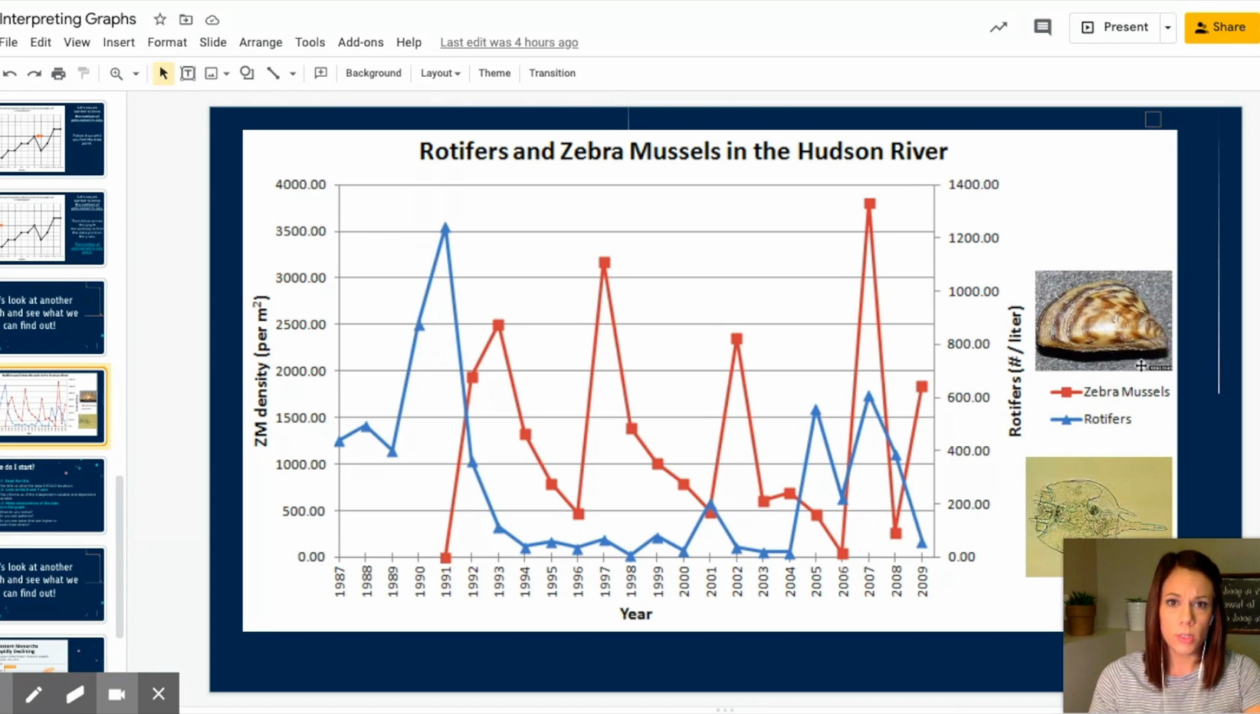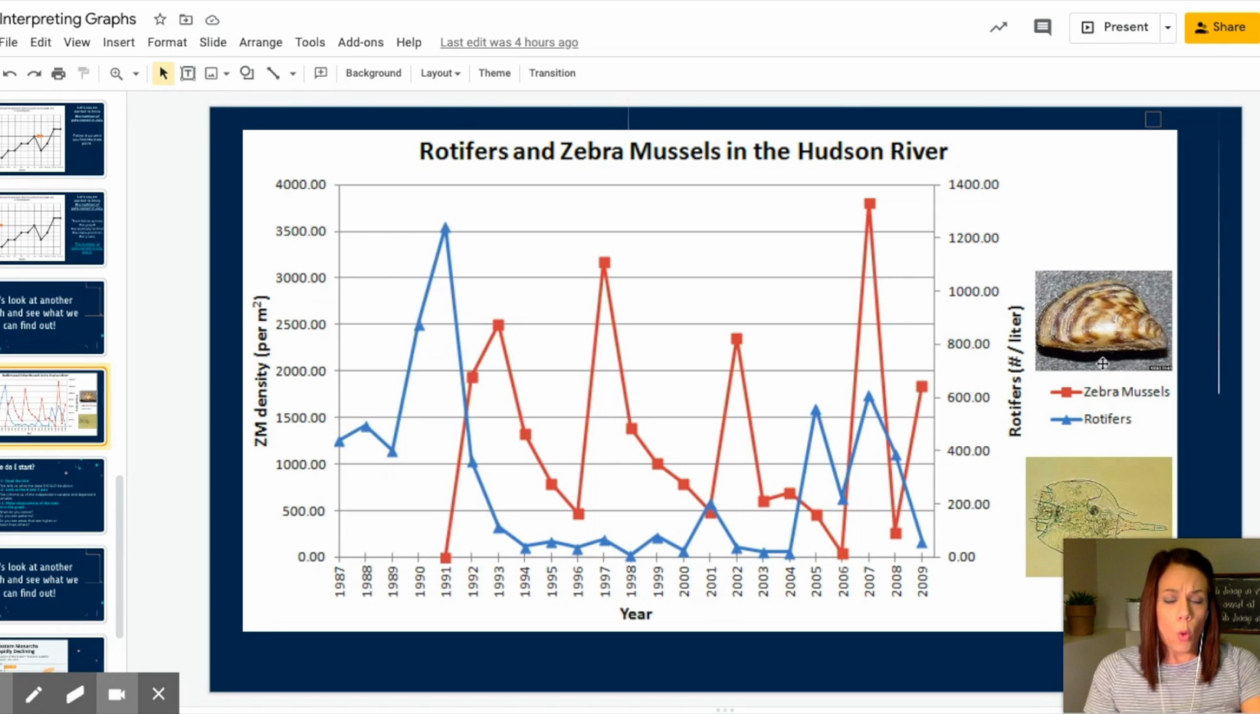And then zebra mussels. If you're like, what the heck is a zebra mussel? This right here is a zebra mussel. It's a type of mussel, which is like a clam kind of looking thing. And they actually are an invasive species. What that means is they were not originally found here, and they're kind of messing up the habitat and the ecosystem that they live in.